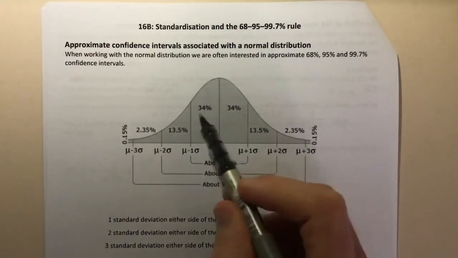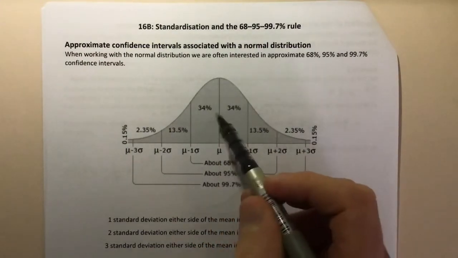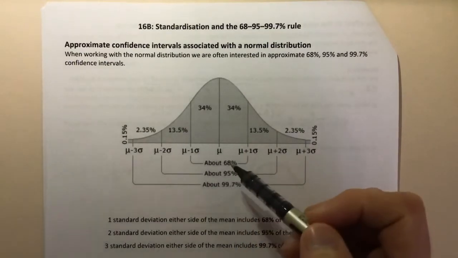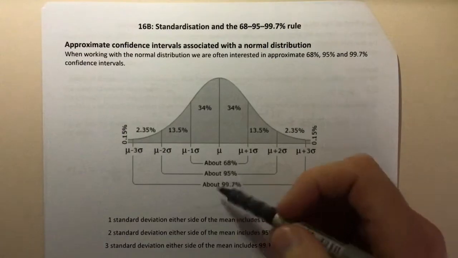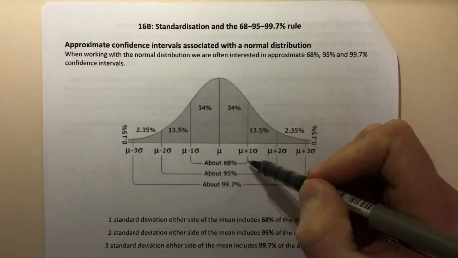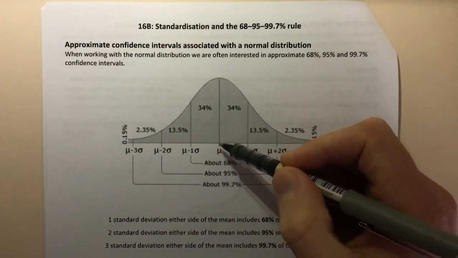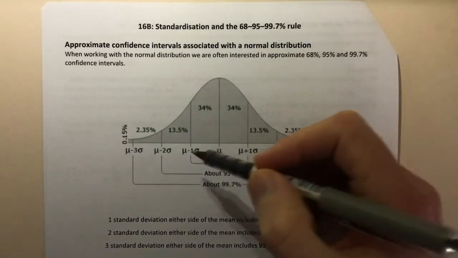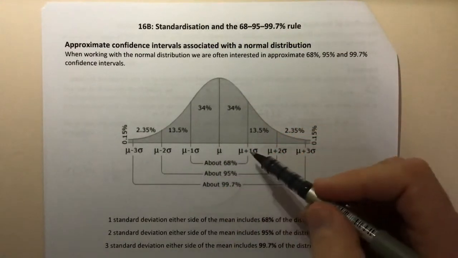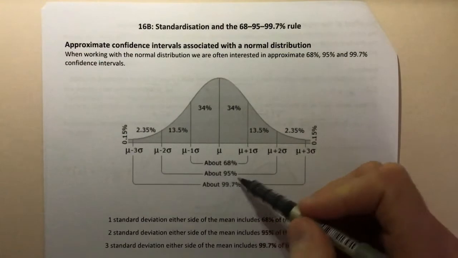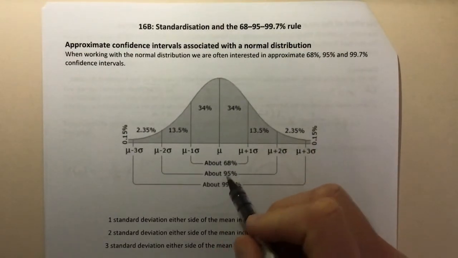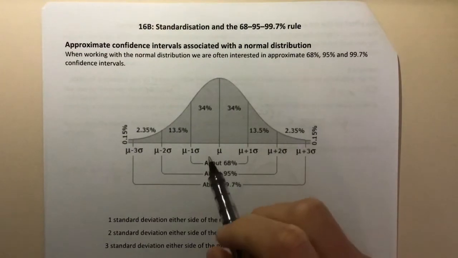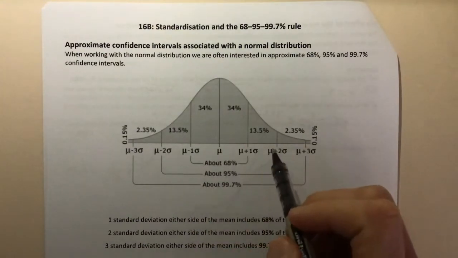Okay, and you can see that each section is marked with 34% because together that gives you a total of 68%. Remember that this is an approximation, but it's a very good approximation for the percentage of a distribution that is within one standard deviation of the mean. If we go from the mean to 2 standard deviations below and then 2 standard deviations above, we get about 95% of the distribution. Another way of thinking of it is that about 95% of a normal distribution is within 2 standard deviations of the mean.